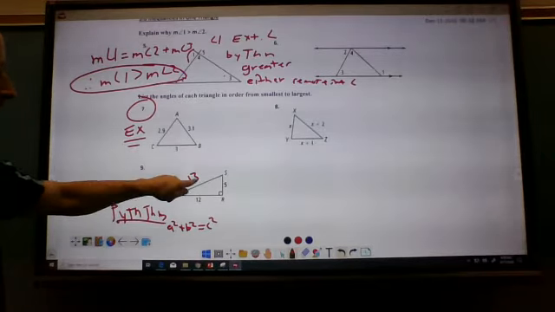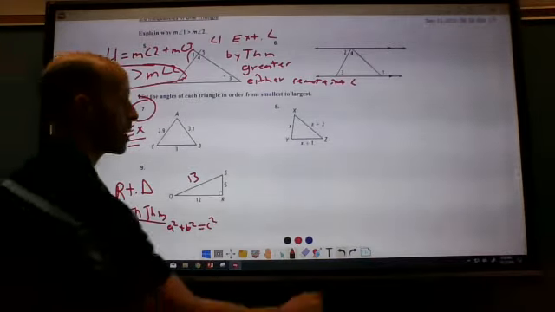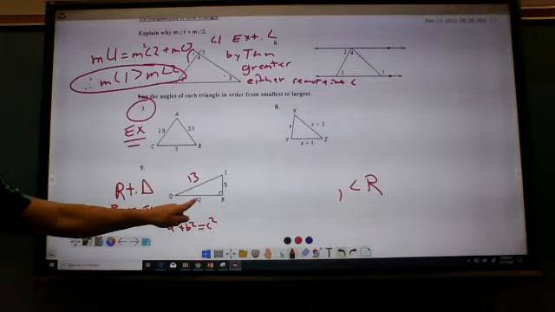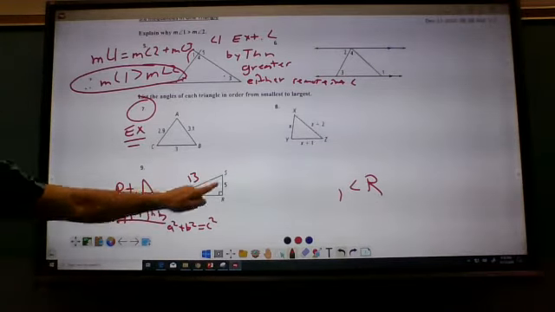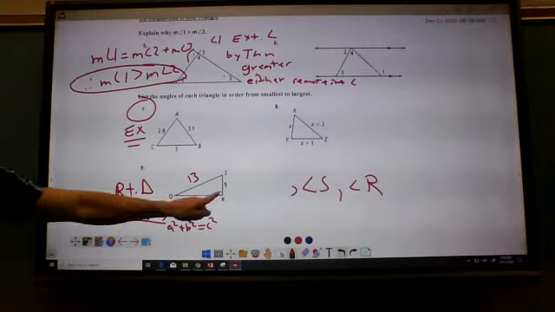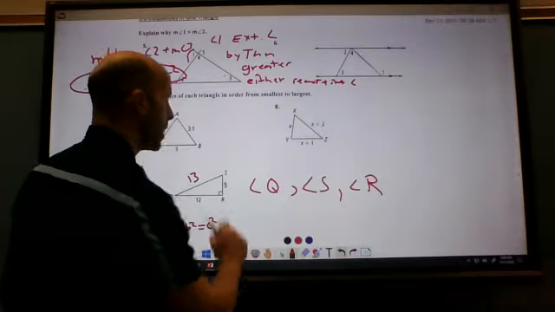And since it's the longest side, guess what has to be the biggest angle? Angle R. So angle R should be the last one on your list. 12 is the second longest side, so that means that angle S is the second biggest angle. And then 5 is the shortest side, so that means that angle Q is the smallest angle.